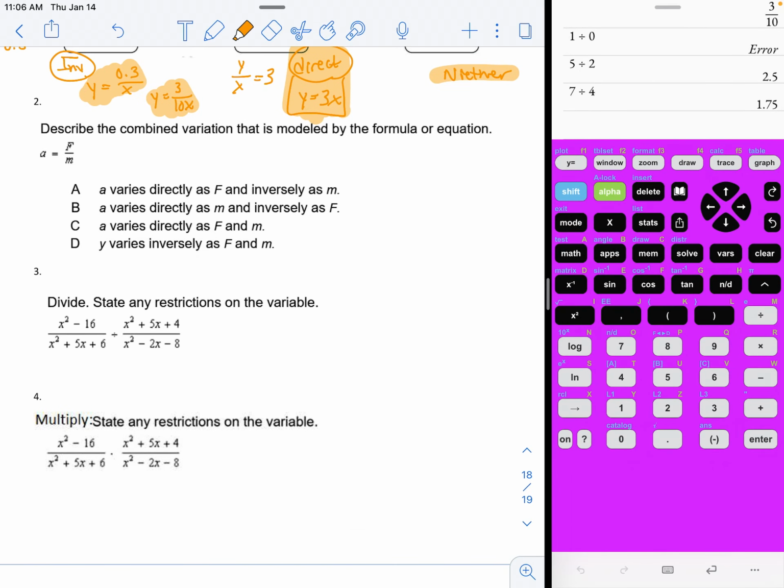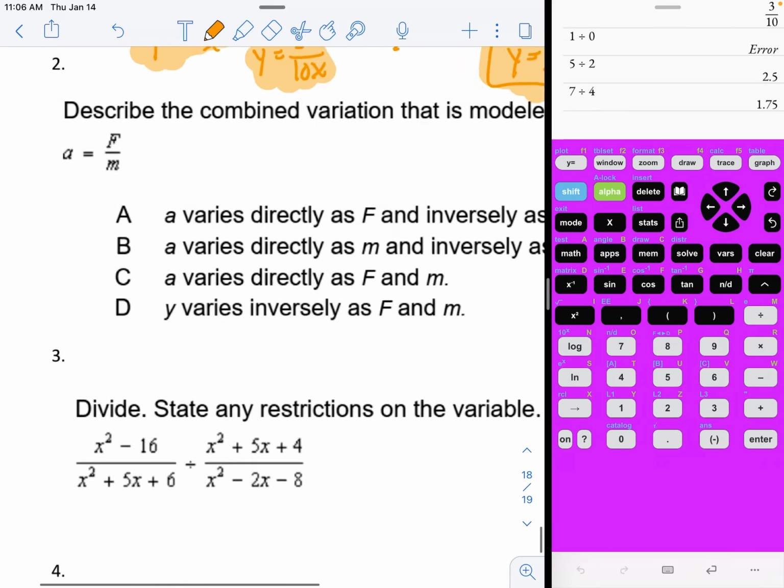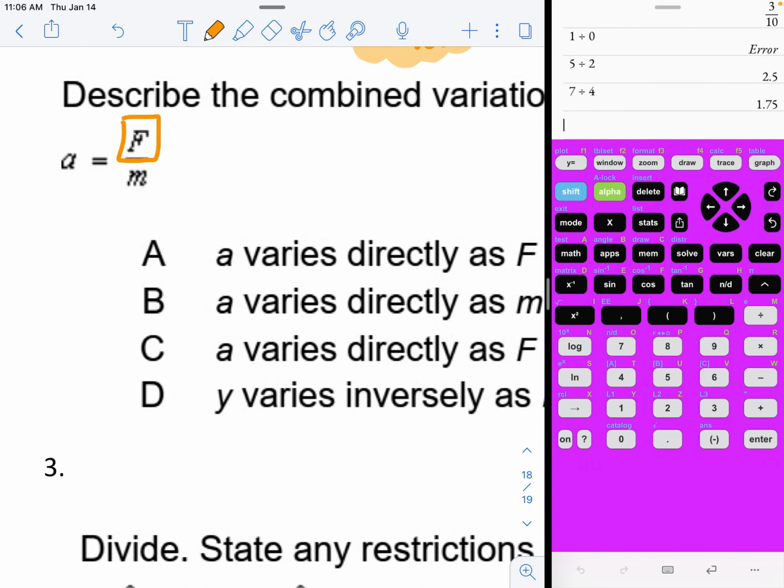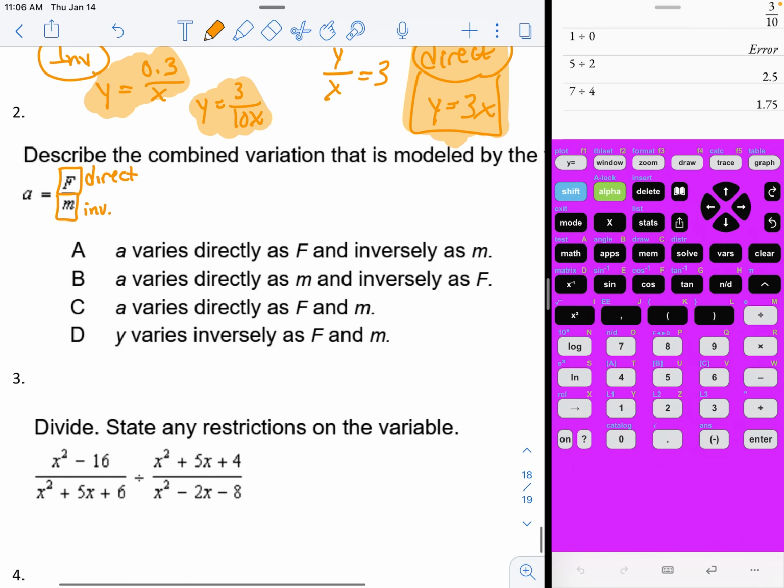Number 2, describe it. That's modeled by this formula. So what we're going to do is really zoom in here. We have F on the top. That's usually associated with the word direct. We have M on the bottom. That's usually associated with the word inverse. So let's see. A varies directly as F, inversely as M. There we go. That was easy.